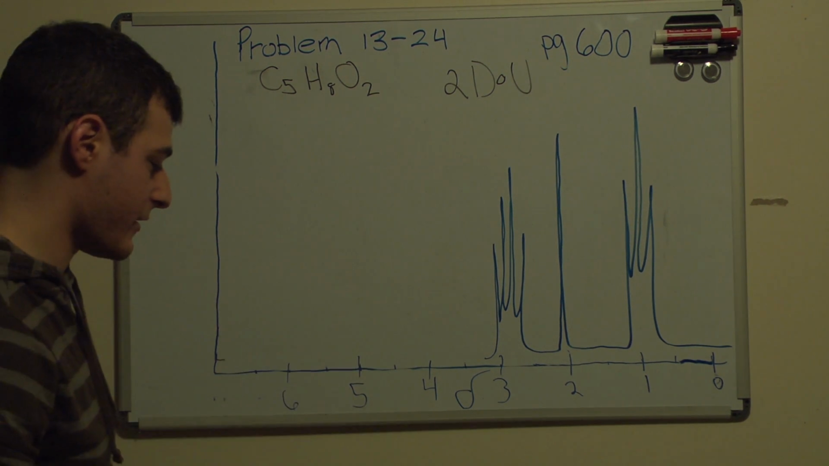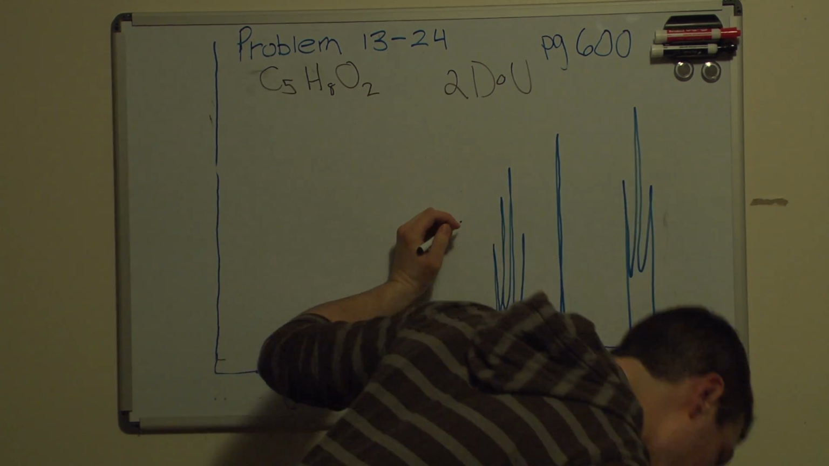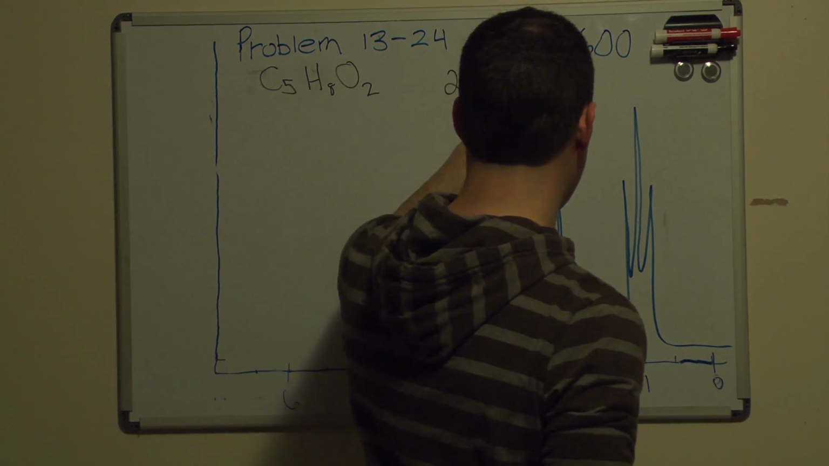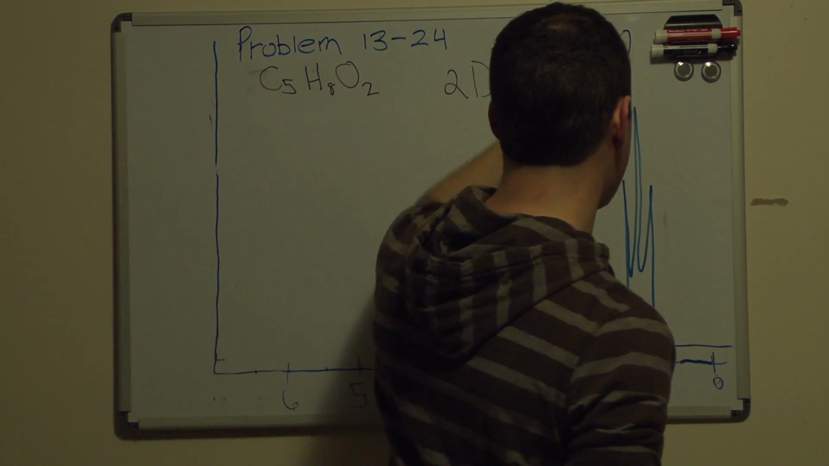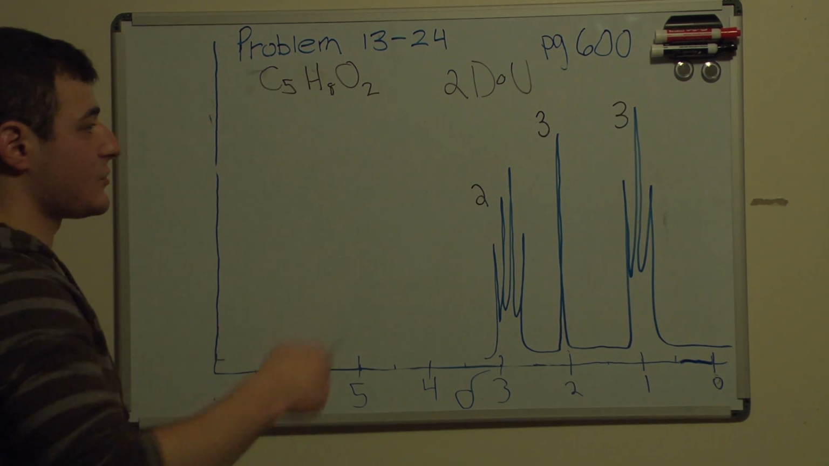Oh, one thing I forgot to put on here is they integrated everything for you and gave you the amounts. So it's, let's see, 2 hydrogens, 3 hydrogens, and 3 hydrogens. So yeah, let's just solve this all across.